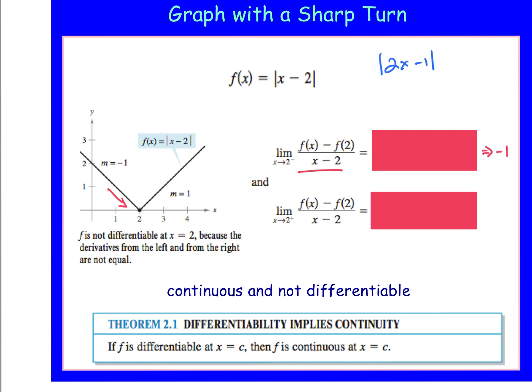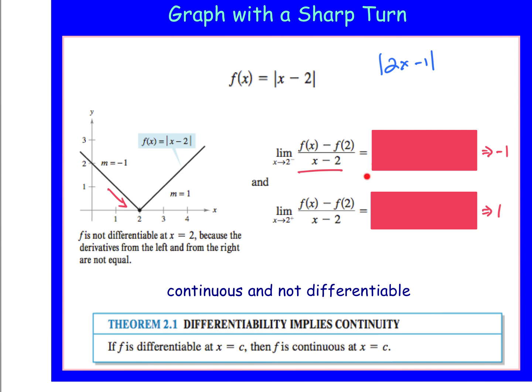Negative 1. The derivative, what's a derivative? Oh, the slope. The slope of a tangent line. So the derivative to the left of 2 is what? Negative 1. The derivative to the right of 2 is what? 1. Okay. Because a derivative is a what? A slope of a tangent line.